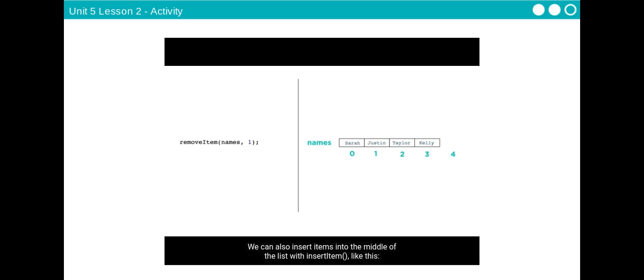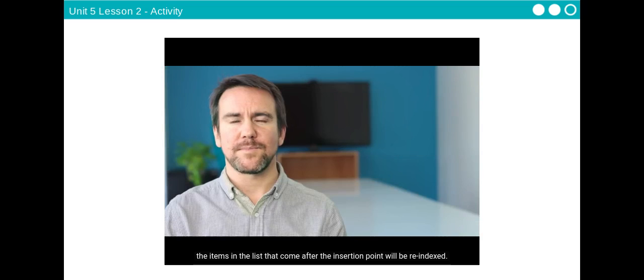We can also insert items into the middle of the list with insert item, like this: insert item names 2 Brooke. The insert item function needs 3 parameters: the name of the list, the index you want the new item to appear at, and the value to insert. Inserting an item grows the size of the list. Similar to remove item, the items in the list that come after the insertion point will be re-indexed.